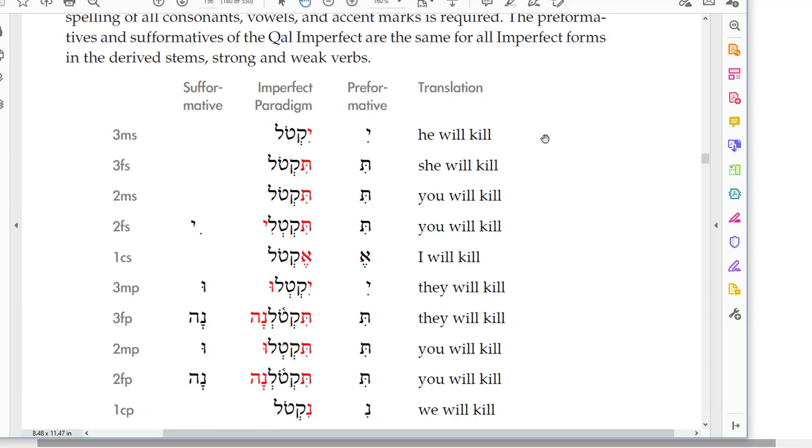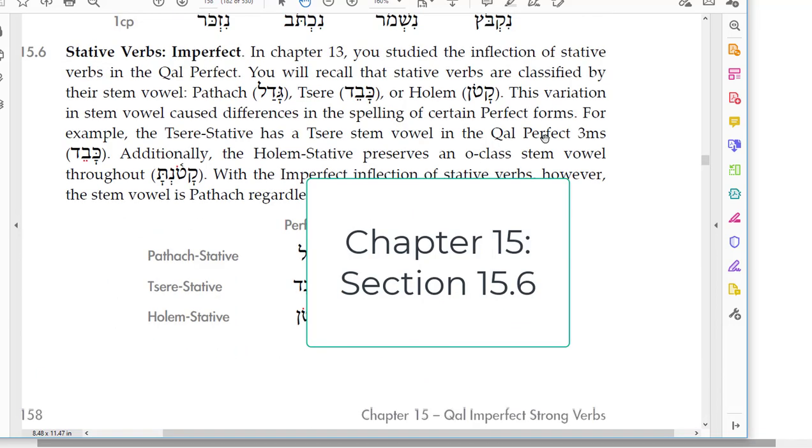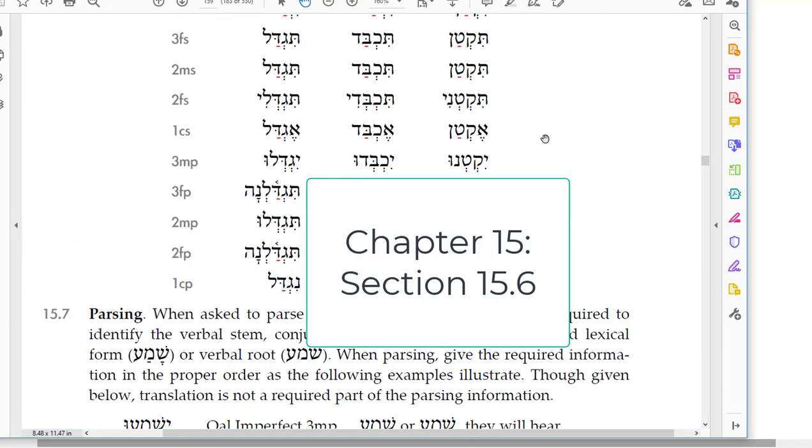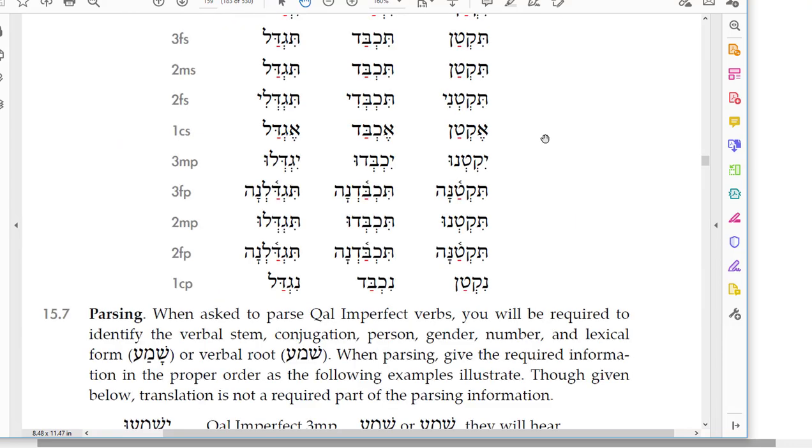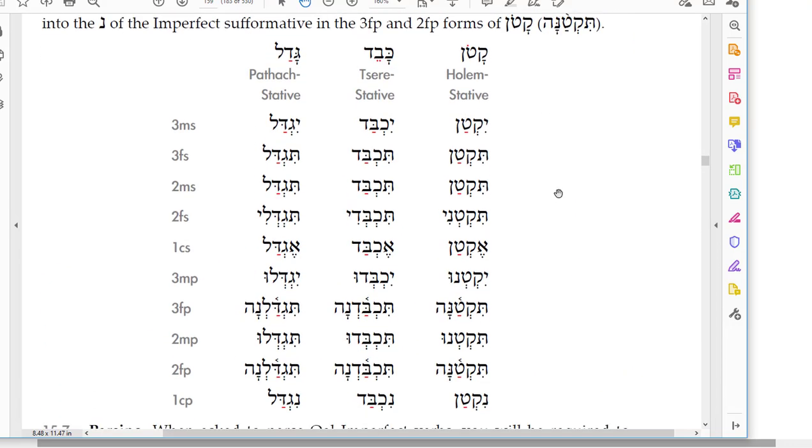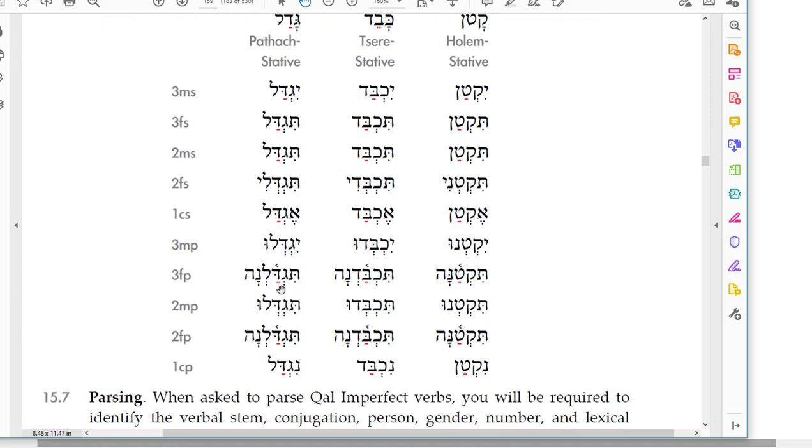So we need to come down to section 15.6, stative verbs imperfect, and take a look at that. And there are certain ones, patach stative, tsere stative, and holem stative. And for the patach stative verbs, you'll see that second feminine plural and third feminine plural have a patach as that vowel under the second root letter, or theme vowel.